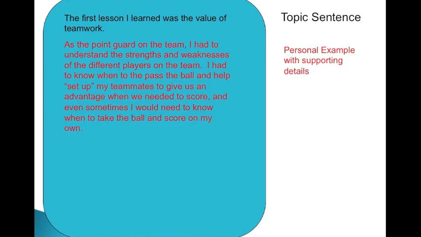So in this case, I included a personal example. And notice that in the example, I included some details about it. So not only did I just say that I was the point guard and I had to understand these strengths and weaknesses, I explained a little bit more about what that means. I included some more details. So again, in basketball, a point guard is the person who sets up or helps out the other teammates, mainly handling the basketball and knowing when to pass and when to shoot. So in this way, I provided a personal example that talks a little bit about that idea of teamwork and knowing that in teamwork it involves strengths and weaknesses. Now watch how I tried to connect it to my main reason next.